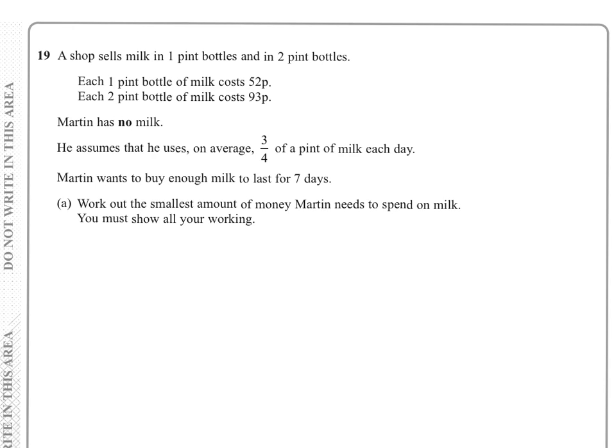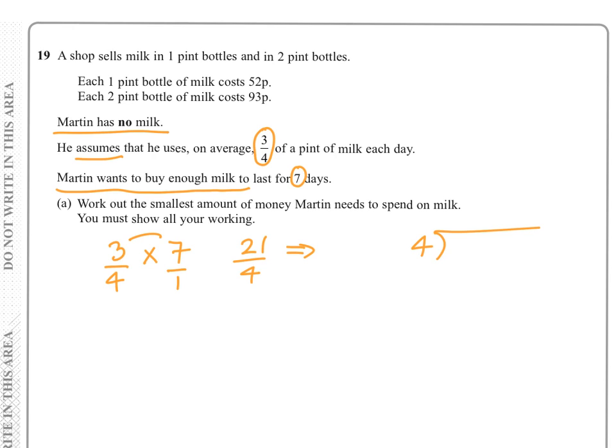So it's about milk, and it says first of all that Martin has none to start with, and we've got to assume that he uses on average 3/4 of a pint of milk each day. So he wants to buy enough to last for 7 days. So the first thing you've got to look at is what would 3/4 of a pint per day for 7 days be? Well, we can do this sum here, 3/4 of 7, or 3/4 times 7. And we can work that out as being 21/4. Now if you think 4's into 21, you can do it by long division. I'm not going to go into long division, but 21 divided by 4 is 5.25, or 5 1/4. So I'm going to say 5.25 pints, or thereabouts, needed.